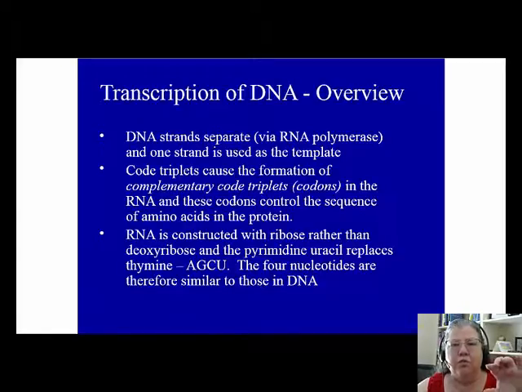Those code triplets or words on the DNA cause the formation of complementary code triplets in the RNA. So RNA is a little different from DNA. The backbone is ribose instead of deoxyribose, and instead of thymine, uracil is the pyrimidine that is associated with cytosine. So it's very similar in a lot of ways to DNA, but there are some differences.